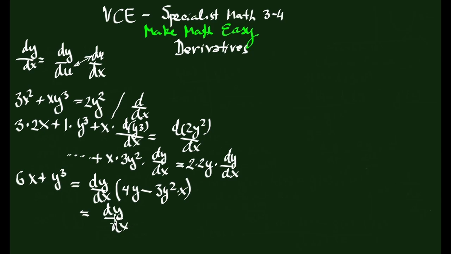And then the last step, we need to move this expression from the right hand side to the left hand side. It's multiplying here, which means on the other side we'll be dividing. So what's going on here? 6x plus y to the power of 3 divided by 4y minus 3y squared x. Let's write that better, nicer.